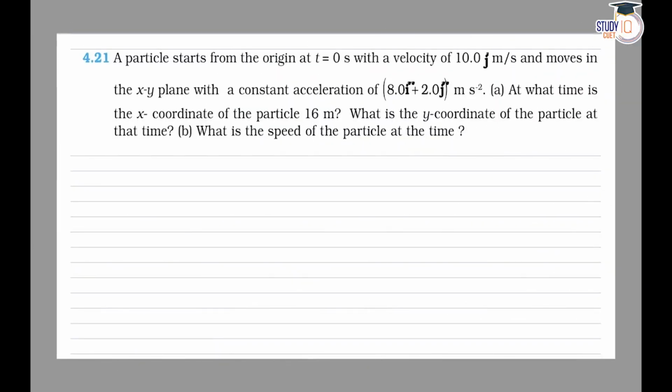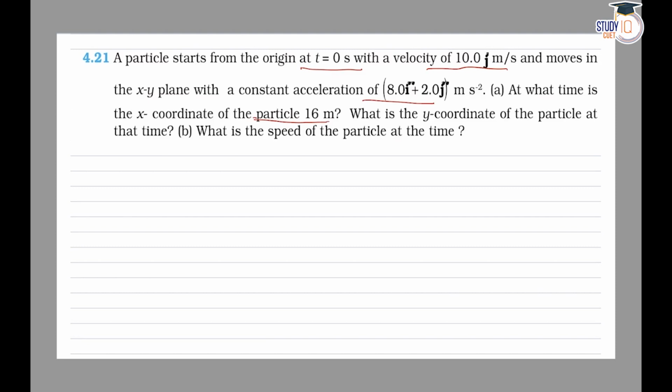NCERT Physics, Class 11th, 4th chapter, Motion in a Plane, question number 4.21. A particle starts from origin at t equal to 0 with initial velocity 10 meter per second j cap and moves in the xy plane with a given acceleration. At what time is the x coordinate of the particle 16 meter?